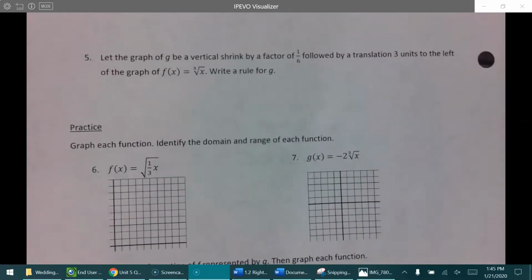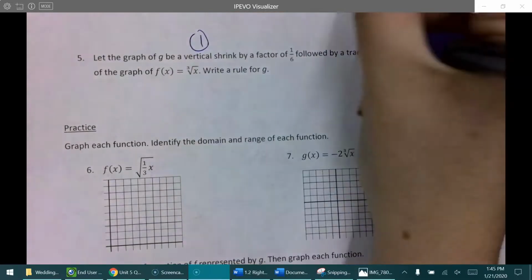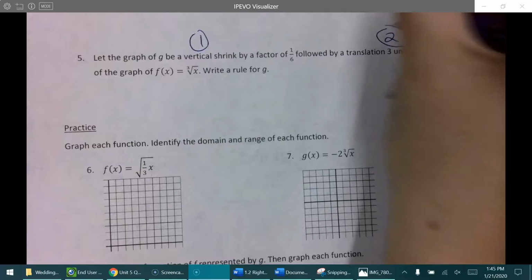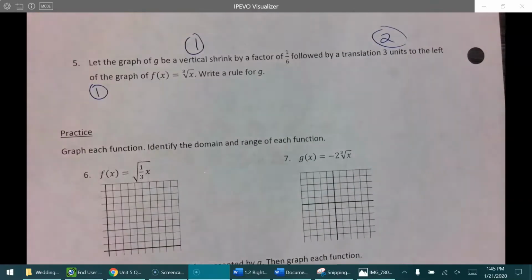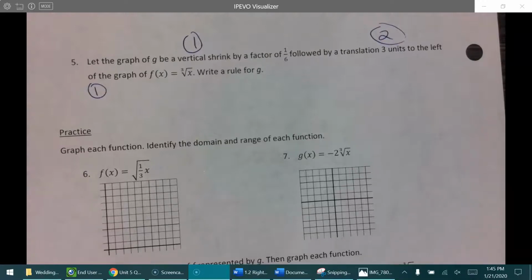Okay, this last one is the word problem where I have to write the equation. So it's having two different kinds of changes. It's having a vertical shrink, and then it's moving left. So my first step, I'm just going to focus on the first change. What do I do with vertical shrinks?